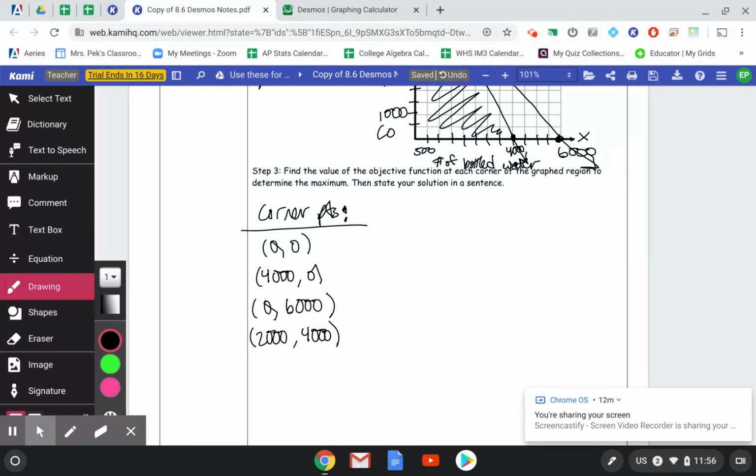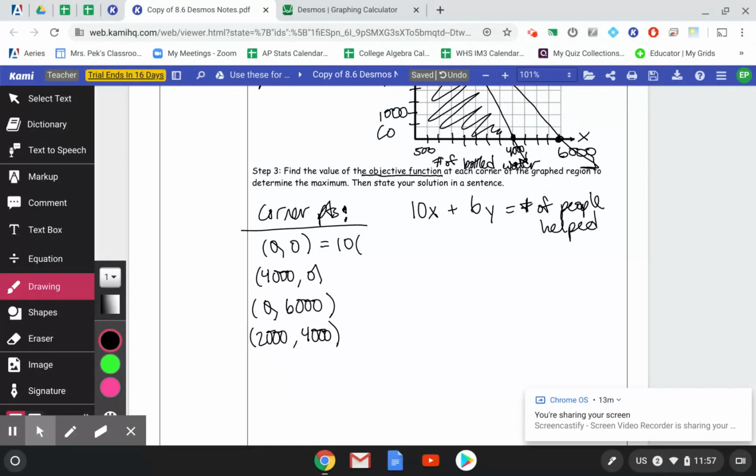And now, these are, again, numbers of bottles of water and numbers of medical kits. Now we're going to see how many people we can help. So we're going to look back at our objective function from the very beginning. If you look back at example 1, we found out we can help 10 people for each bottle of water and 6 people for each medical kit. So number of people helped. So what we're going to do is we're going to show our work. We're going to plug our corner points into that objective function.